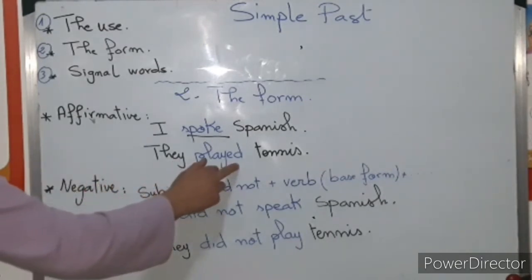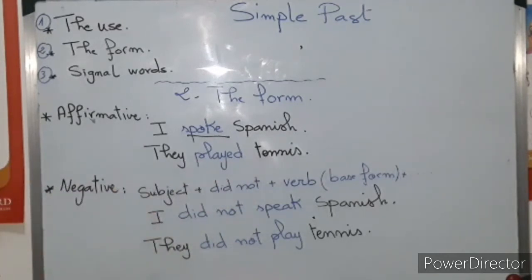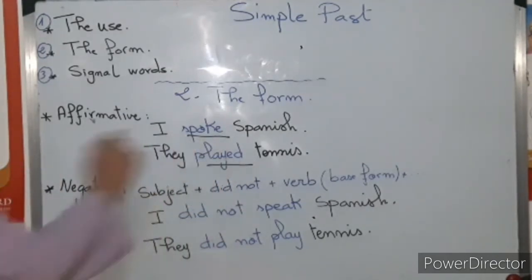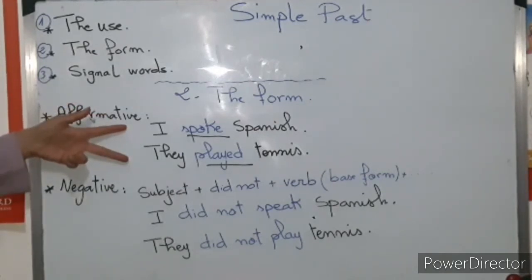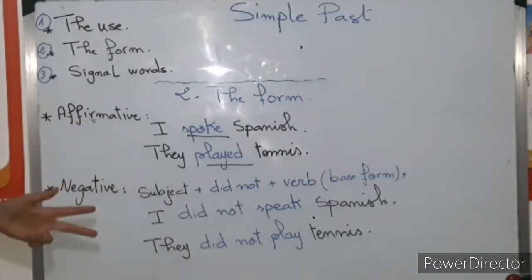They played tennis. Here again, played is a verb in simple past. It's a regular verb, it finishes with ed. So I've written these two examples to base on them and work on the negative and interrogative form. Let's start with the negative.